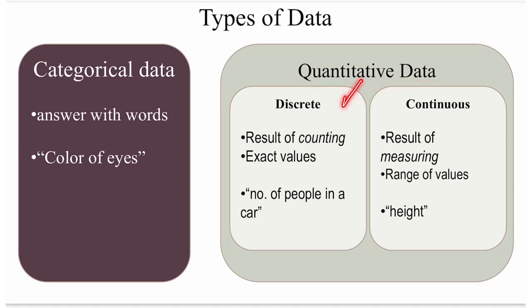Quantitative data can be further subcategorized as either discrete or continuous. So discrete data is data that's a result of counting. You have exact values. An example of that could be the number of people in a car or the number of people that live in your home. Continuous data is going to be a result of measuring. So you have a range of values, because height is an example: somebody could be 60 inches, somebody could be 60.2 inches, 60.7 inches. And so you're going to get a continuous possible range of values.